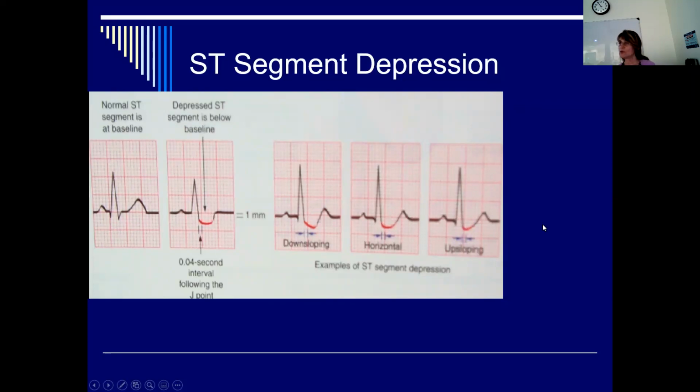So have you heard the term Stemi? Did I tell you this already? If I'm repeating myself, you can tell me. Oh, okay.